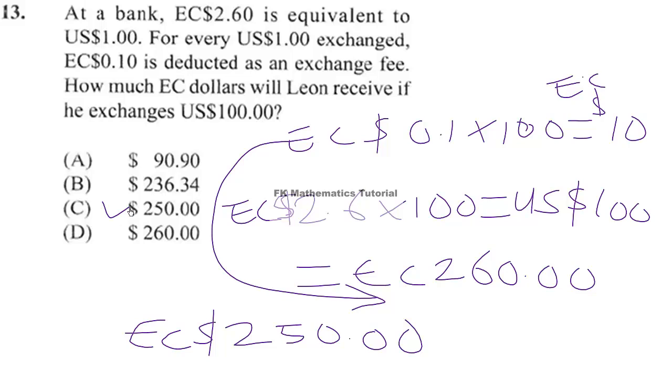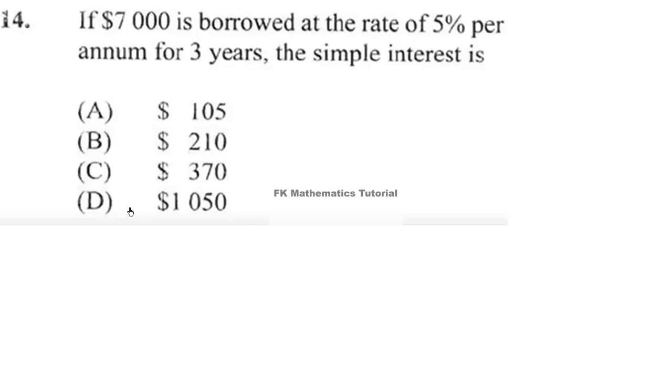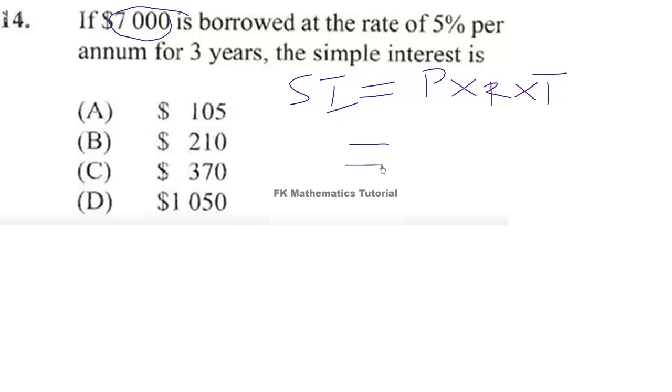Now let's proceed to the next question. If $7,000 is borrowed at the rate of 5% per annum for 3 years, the simple interest is, so simple interest is equal to principal times rate times time. So the principal is $7,000. The rate is 5%.